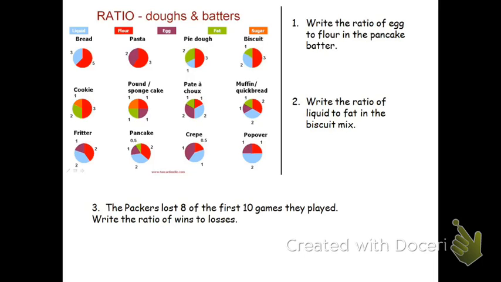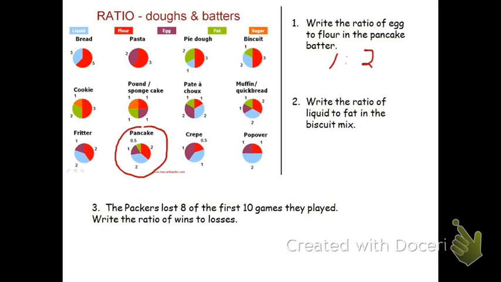Here's a culinary example. Number 1 here, they're giving us some ratios of doughs and batters as far as the liquid in them, the flour, the egg, the fat, and the sugar. In the first one it says, write the ratio of egg to flour in the pancake batter. If we look down at our pancake batter, egg is in the maroonish color, so that's 1. And the flour is in the red color, so that's 2, so our ratio is 1:2.